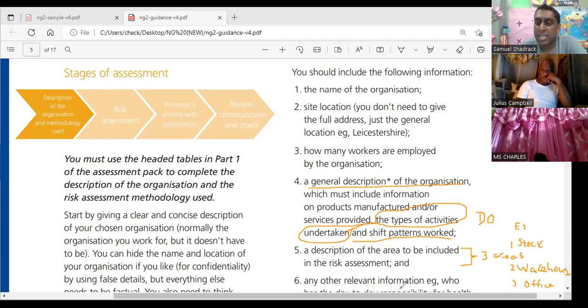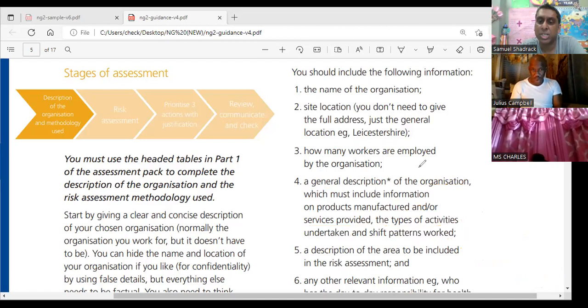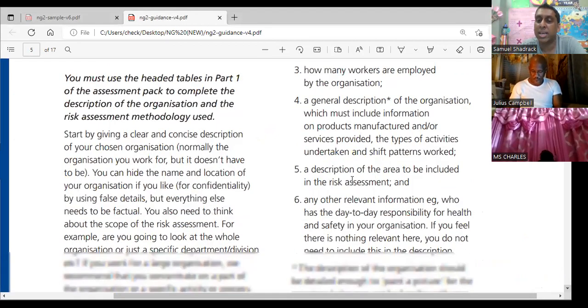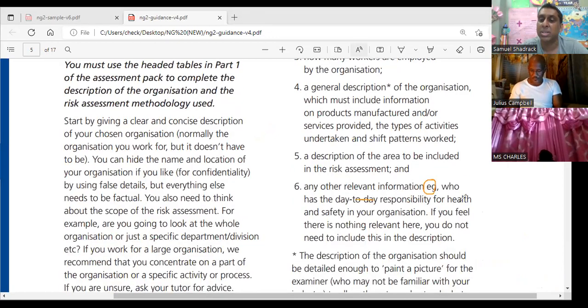The last one here, we need any other relevant information. I need to clean this slide to show that last piece. Any other relevant information. Well, they didn't just leave it like that. A lot of people don't read it, right? They actually give an example of what they want. They said, example, who has the day-to-day responsibility for health and safety in the organization?